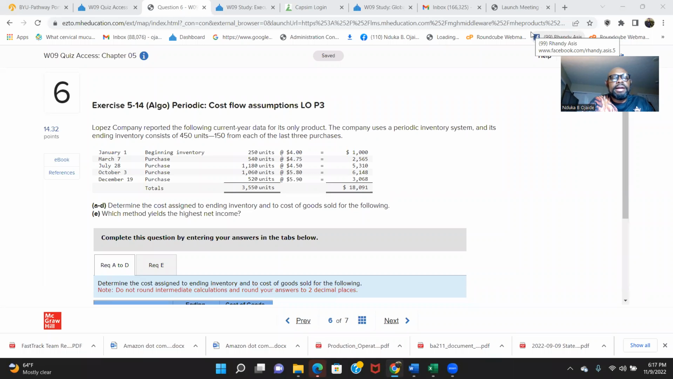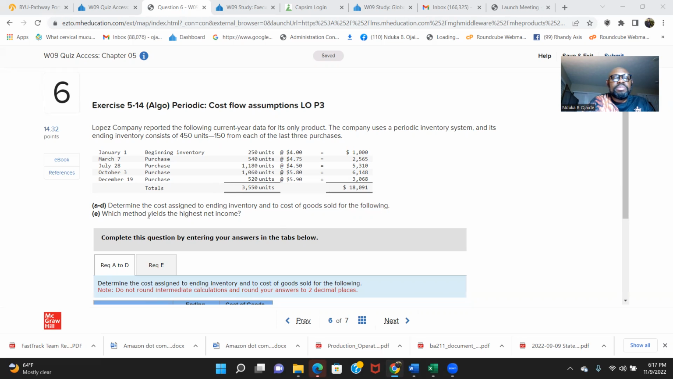Hi, everyone. I'm going to be doing question number 6 from the assess quiz for this week. The question says, Lopez Company reported the following current year data for its only product. The company uses a periodic inventory system and its ending inventory consists of 450 units, 150 for each of the last 3 purchases. Determine the cost assigned to ending inventory and to cost of goods sold for the following.